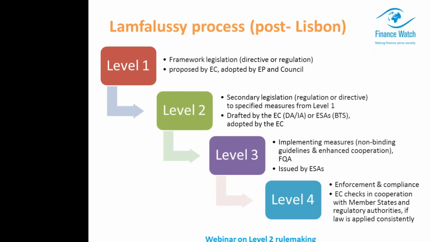And then we have a level 4, which is enforcement and compliance. So the EC, as the guardian of the treaties, can check in cooperation with member states and the European supervisory authorities if the law is applied consistently, or if there has been any breach. So they can also investigate the breach of the law.